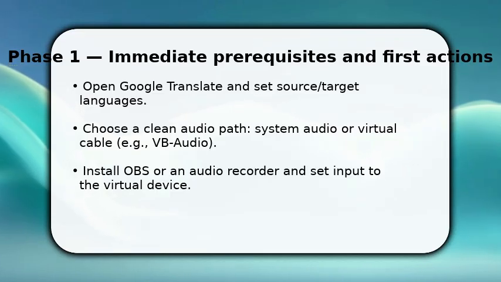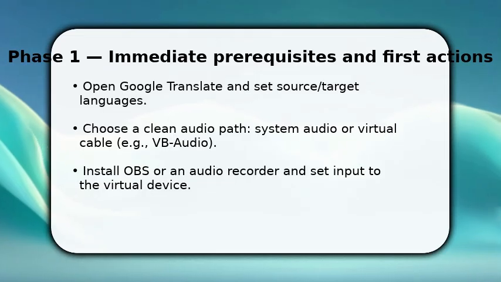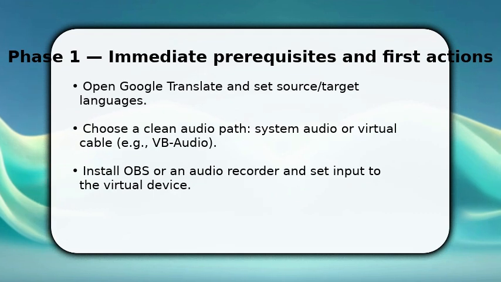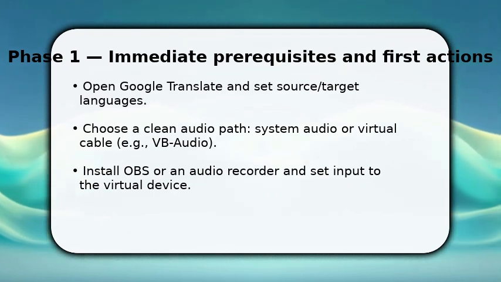Make sure sample rate and channels match, 44.1 kHz stereo. Start the recorder, but do not yet trigger the Google Translate playback. Prepare volume and levels first.